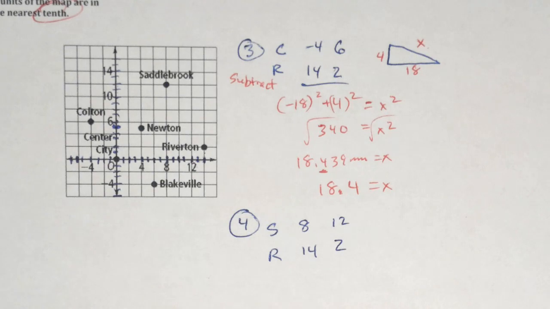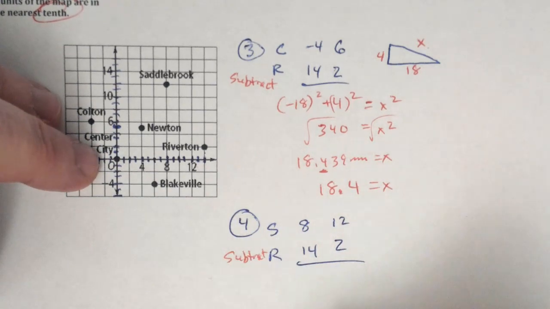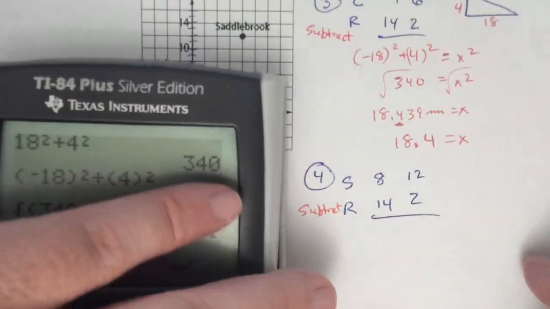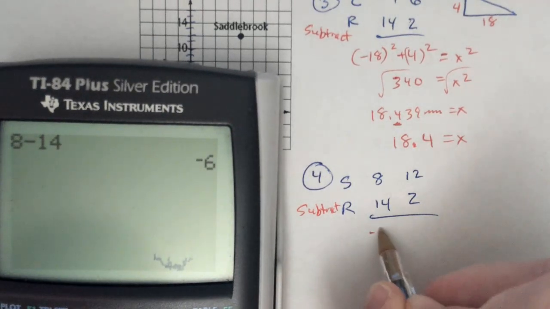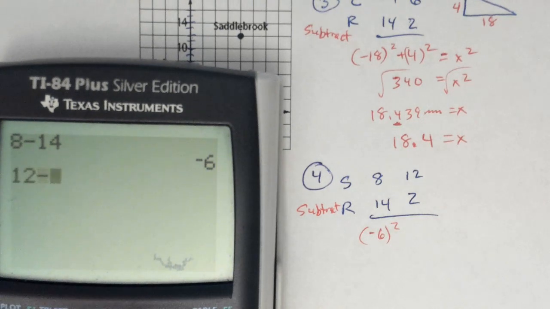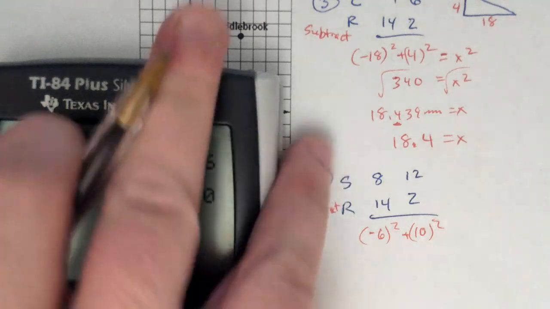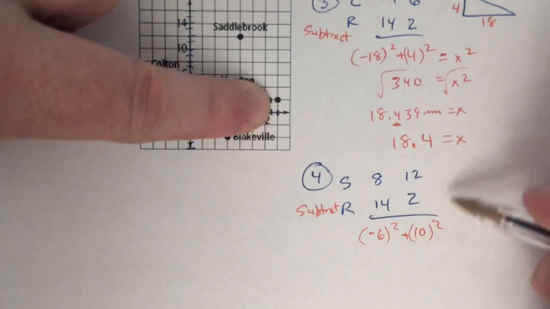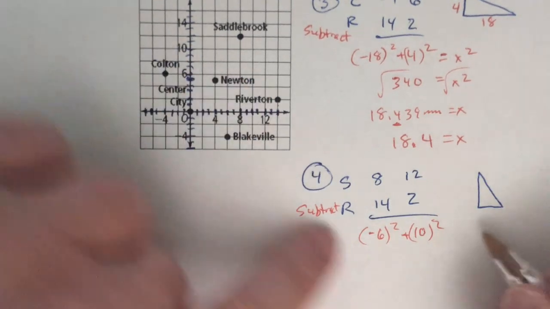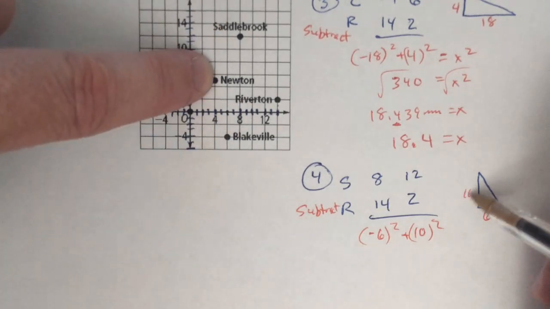And we're just going to rinse and repeat what we just got. All right, so let's subtract those. All right, if we subtract those, 8 minus 14, you pop out with -6. And then 12 minus 2, you get 10. So basically what you just found is for Saddlebrook and Riverton, you said horizontally we are 6 hops and vertically we are 10 hops.